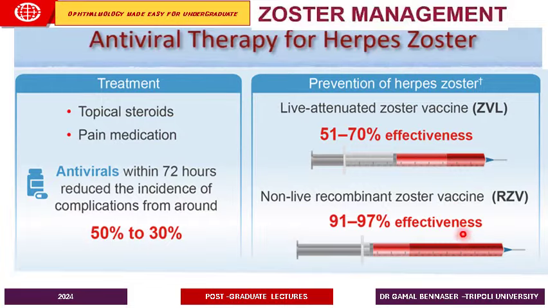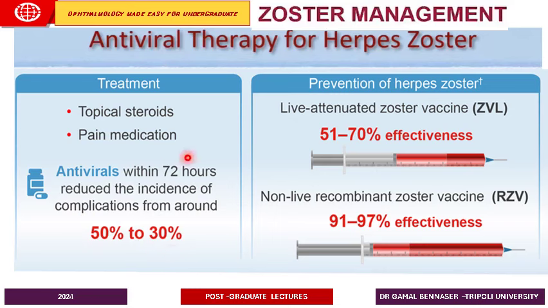Now, as I said, the treatment should be within 72 hours to reduce the incidence of complications. And they found that if you use it within the 72 hours, the complications will reduce from 50% to 30%. And also it is used in combination with topical steroids and pain killing.